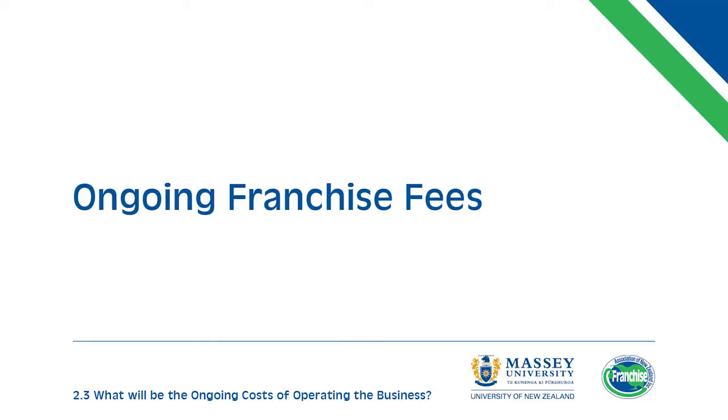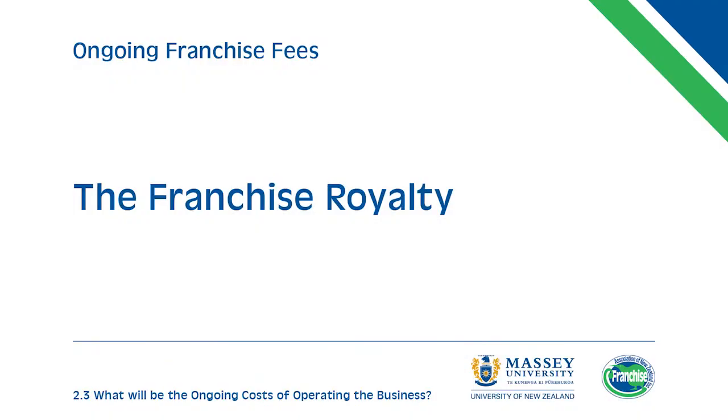Ongoing franchise fees. In addition to the initial franchise fee mentioned earlier, franchising typically involves other fees payable on an ongoing basis. The franchise royalty. Most franchisors charge franchisees an ongoing royalty calculated as a percentage of sales. The royalty is payable to the franchisor in order to continue to receive the benefits of the franchise system. The percentages can range from less than 1% to more than 20%, depending on the sector and the franchisor-franchisee configuration.